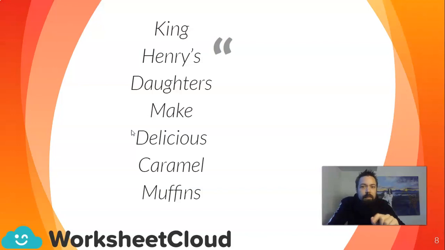So that mnemonic again, mnemonic, it's a funny word. It's spelt with an M, M-N-E-M-O-N-I-C, mnemonic. King Henry's daughters make delicious caramel muffins. Now take a moment and see if you can remember what each of the letters stand for. So what was the K for? What do you think? If you guessed kilometers, you'd be correct.